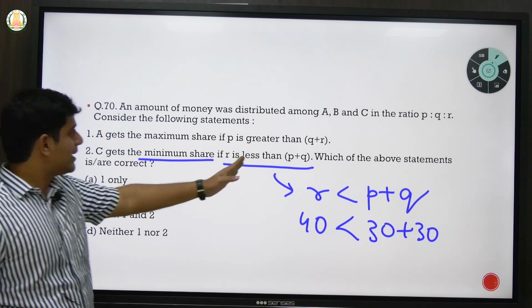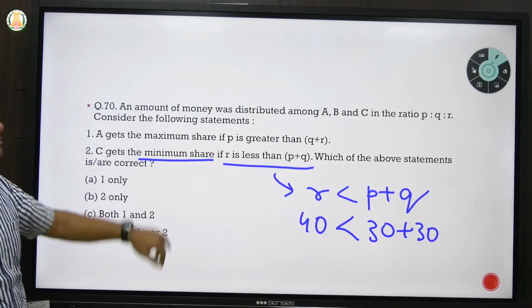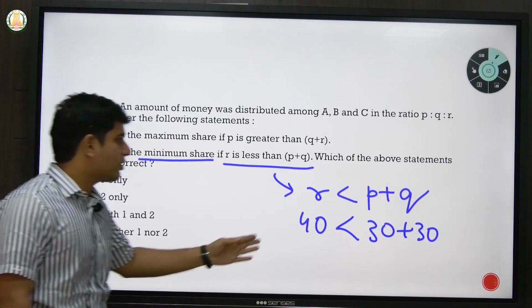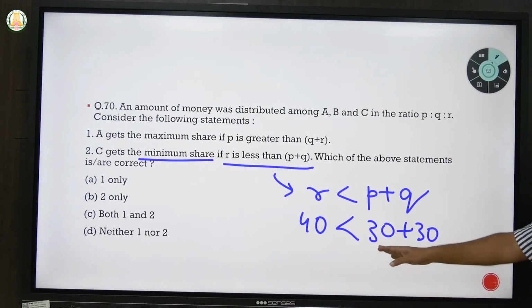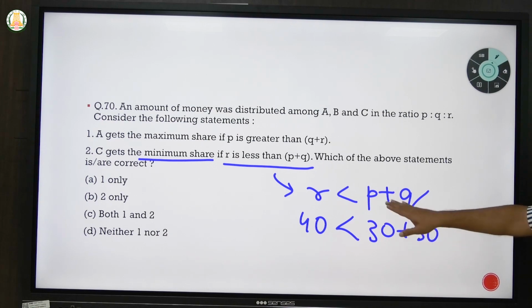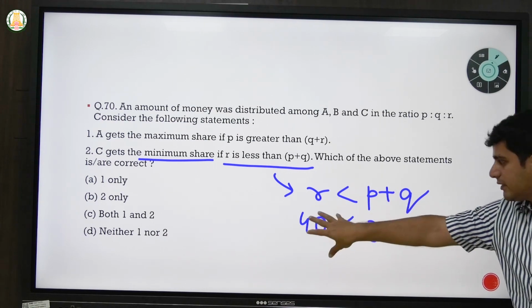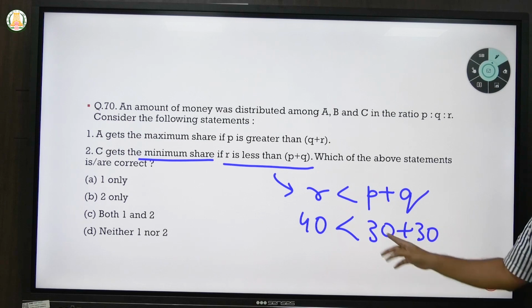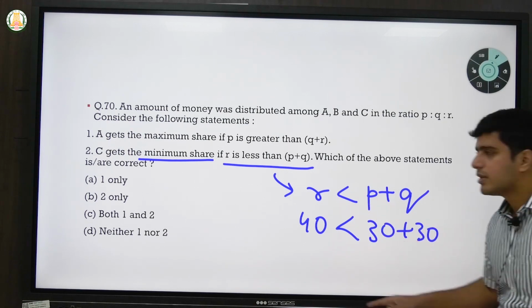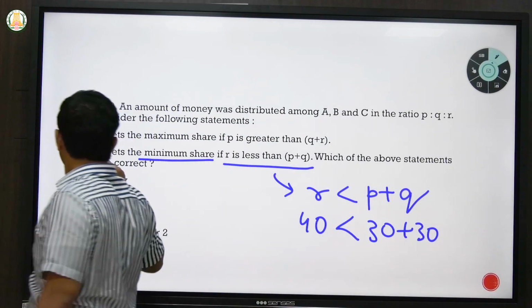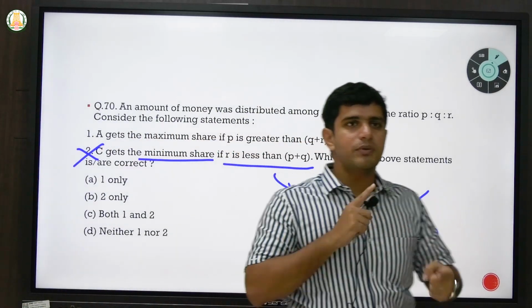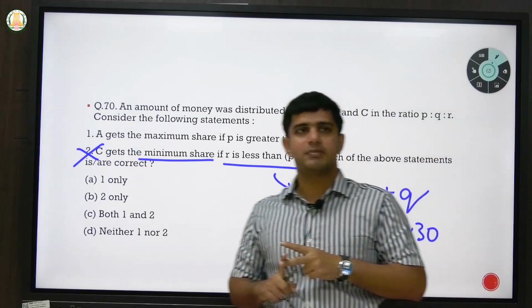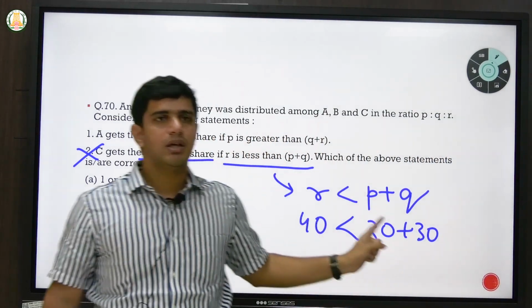So what is he saying? If R is less than P plus Q, C gets the minimum share, which is a wrong thing, right? Because I have given a counter example, where the sum of the other two is greater than the given amount, but it is the maximum when compared individually. So this statement will be a wrong one. Whenever such statements are given, either you should be able to prove it 100%, or in case of disproving, even if you give one example, you can disprove.